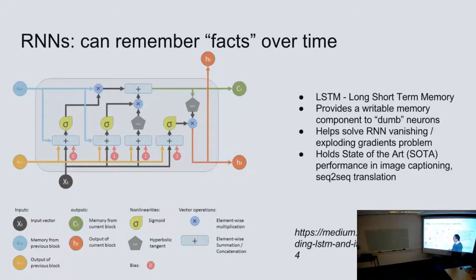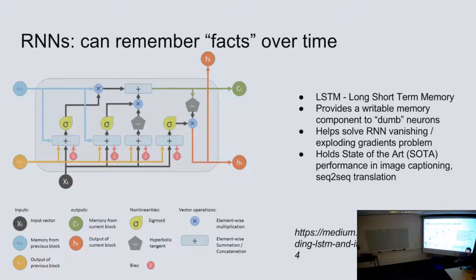It can be described in four different equations. You've got various activation functions here, sigmoid and tanh. This is a very juiced up node, and it is this ability to maintain memory over time which makes LSTM a very good candidate to use in this problem data set. LSTM stands for long short term memory, from 1997, Hochreiter and Schmidhuber. It gives us that writable memory component.